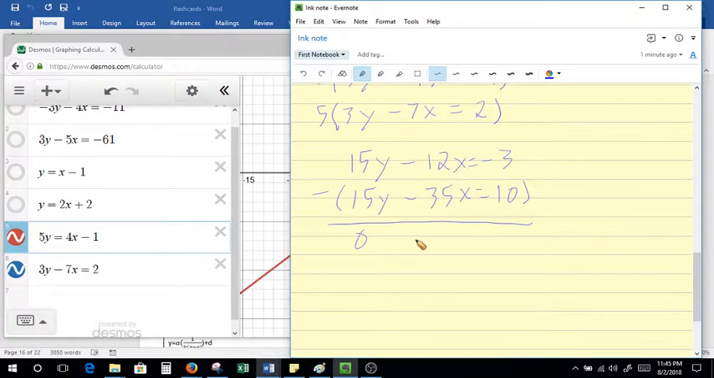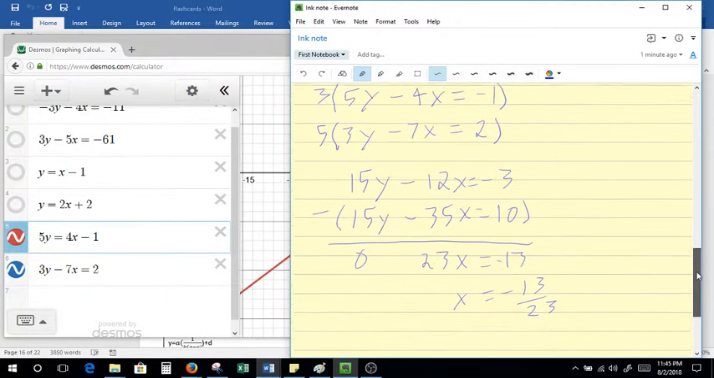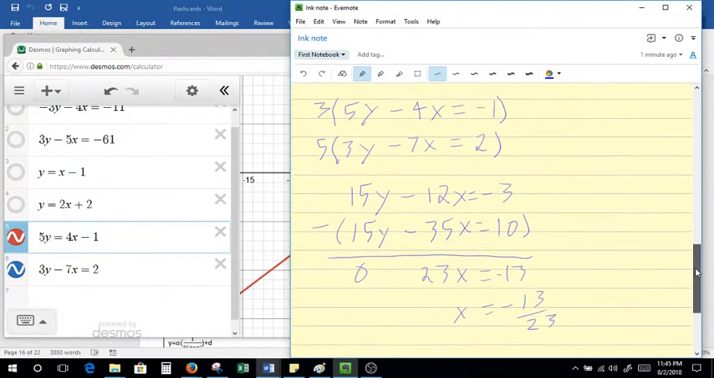Negative 12 minus 35, that's going to be negative 23. And negative 3 minus 10 is going to be negative 13. So negative 23x equals negative 13, x equals negative 13 over 23. Again, we're not going to solve it all the way through. We're just going to stop right here. But we came to the same answer, both methods.